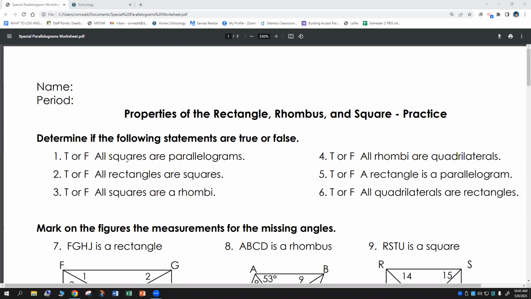So all squares are parallelograms. So a square is defined as a parallelogram with 4 right angles and 4 congruent sides. So this has to be true, right? All squares have to be parallelograms. That's part of what they are.